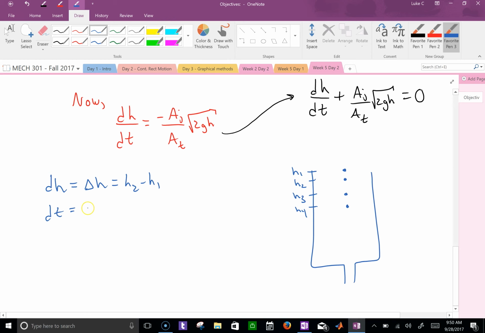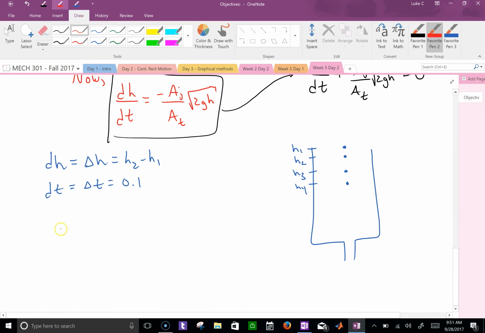dt. Well, that's the same thing like this, and you can pick any value you want. So in a numerical solution, you pick a delta t. So I'm going to show you how we write it, and then I'll show you how to do it in MATLAB or Excel. Doesn't matter, all right? So we're going to take this differential equation in red here, and I'm going to rewrite this like this. H2 minus H1 over delta t equals negative A of the jet, A of t, times 2g, and I'm going to call this H1.